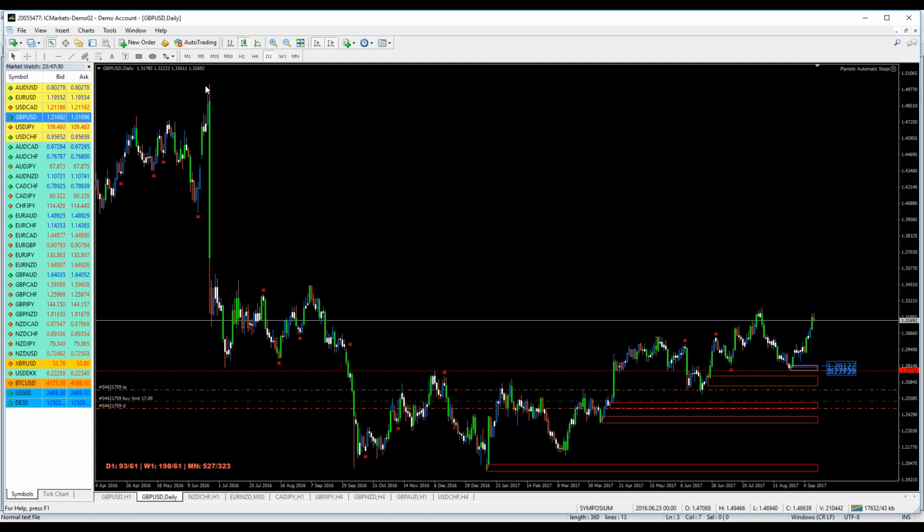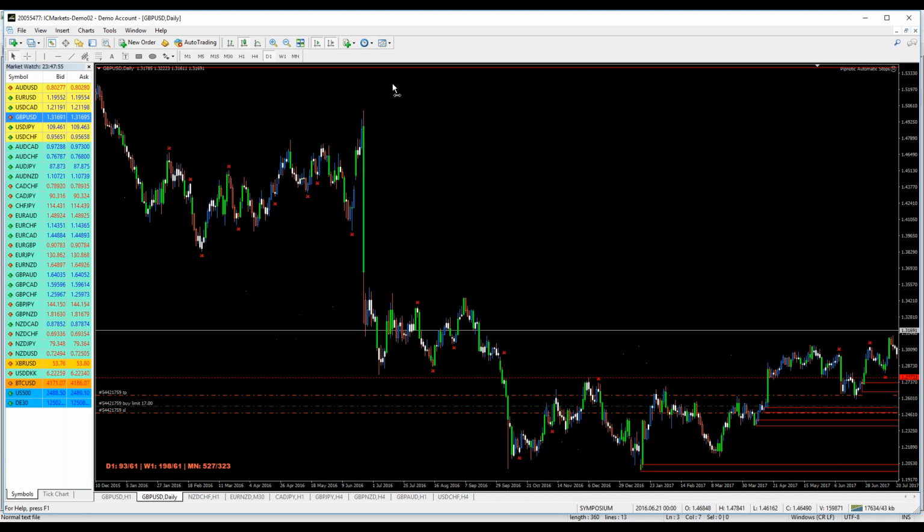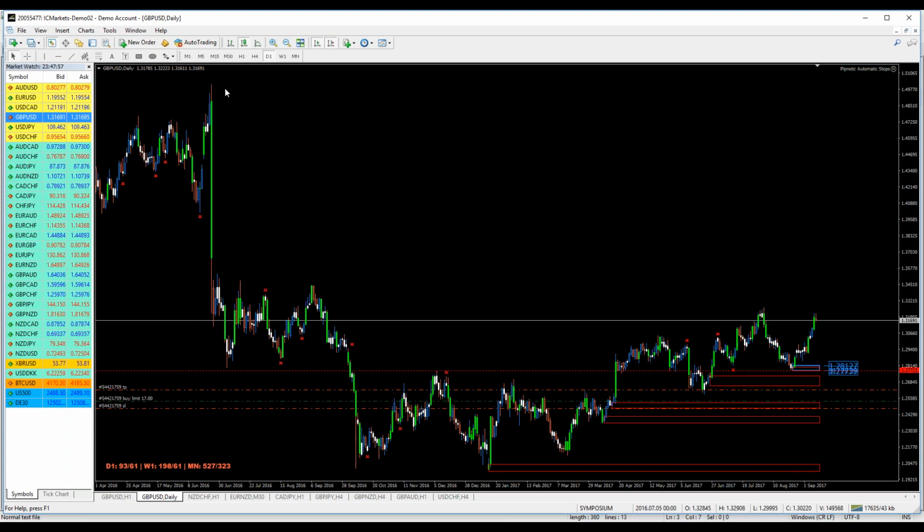And likewise, for this whole move here, we're kind of standing on this. This is like the origin of this move here, this major swing.